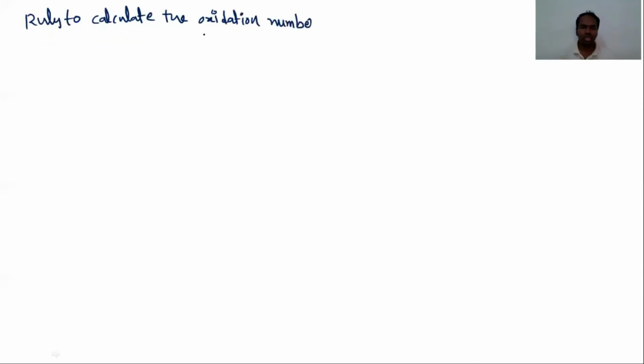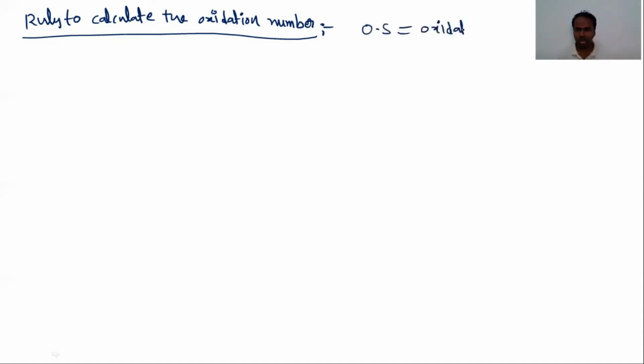Oxidation number or oxidation state, both are the same. From this point onwards, I want to use the short form OS for the oxidation number. OS denotes the oxidation state or oxidation number. You see the rules here. We have to learn these rules to find the oxidation number.